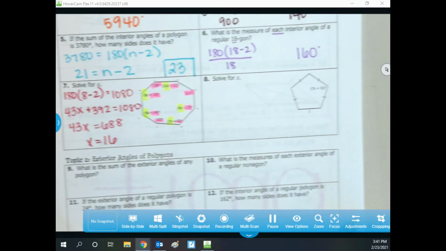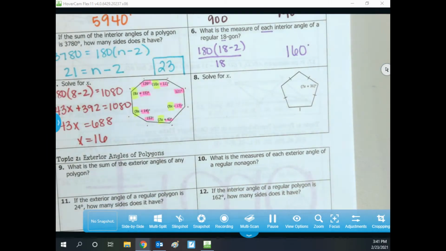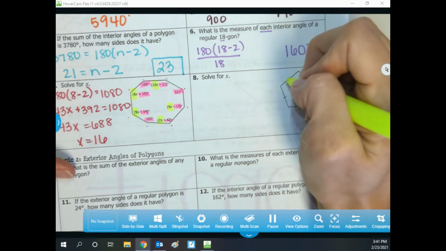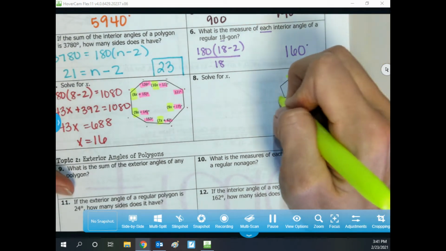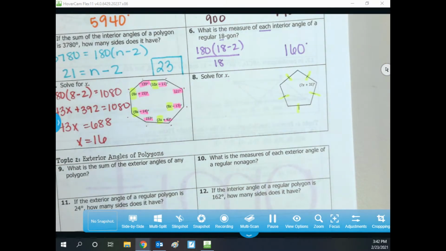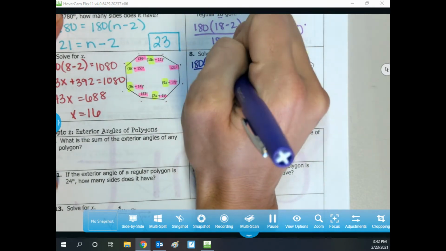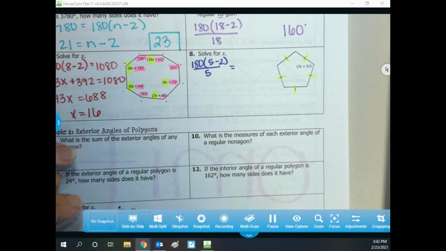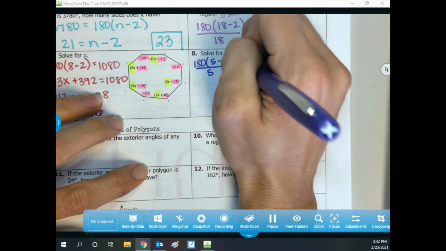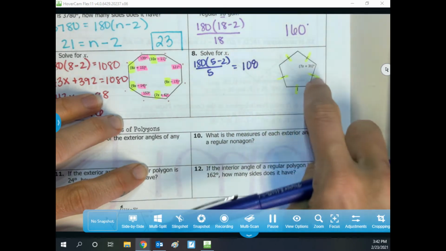All right. For the next one, it says solve for x. Now, when we see all of those lines on this pentagon, we know that all of those angles are equal, okay? And there are 5 angles here. So each angle is 180 times 5 minus 2, divided by 5, which should be 108 degrees. So each one of these angles is going to equal 108.